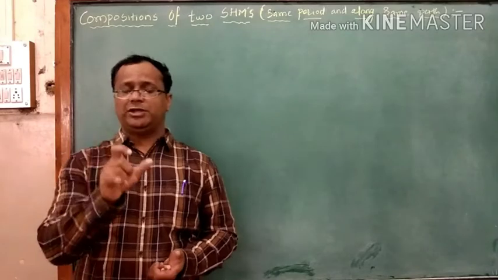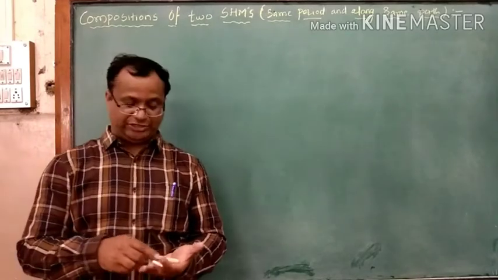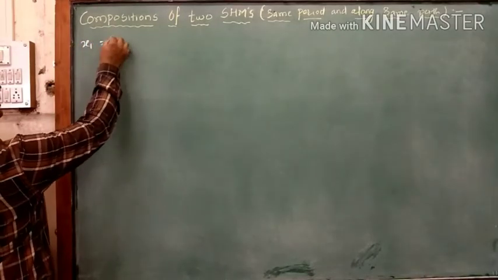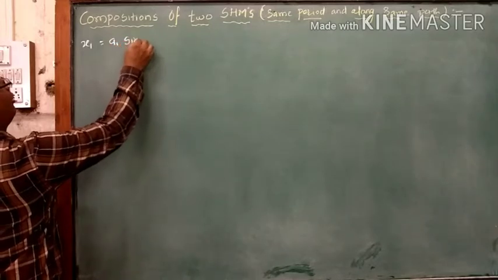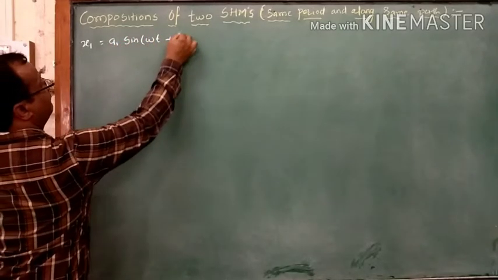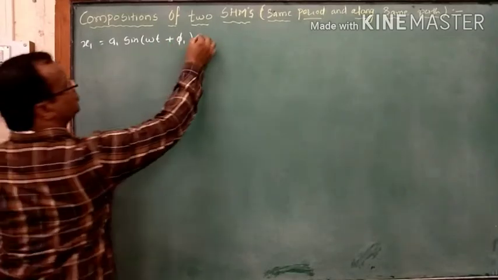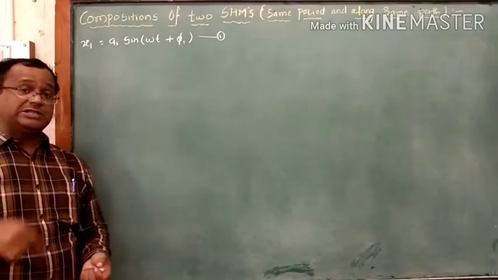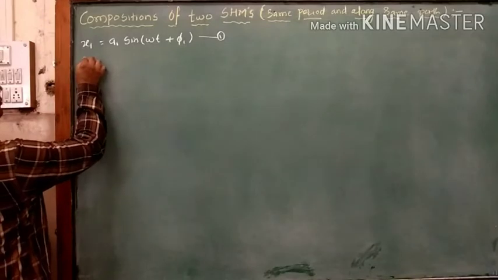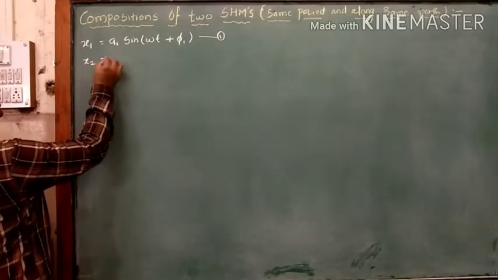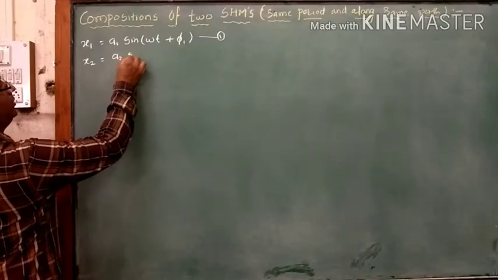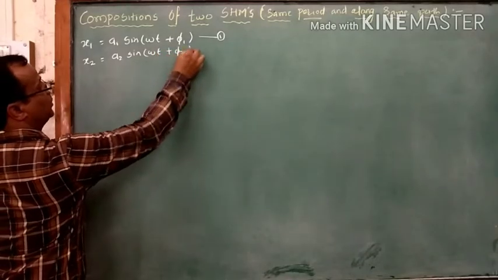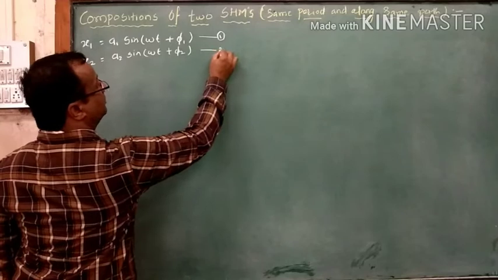So here we want to see the equation for the first SHM. What we get there? x1 equals A1 sine of omega t plus phi 1. Right? Now this will be equation 1, the equation of the first SHM. Similarly, we write down the equation for the second SHM, that is x2 equals A2 sine of omega t plus phi 2. Right? Now this will be equation number 2.